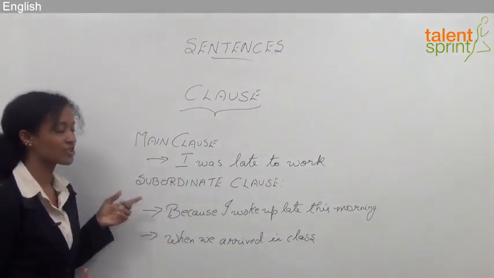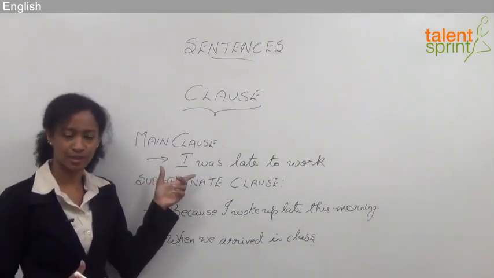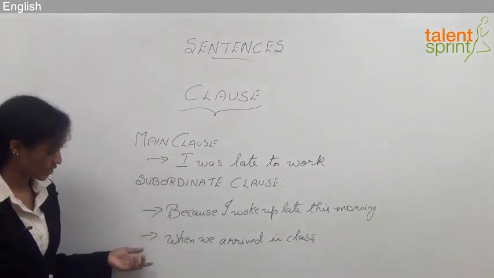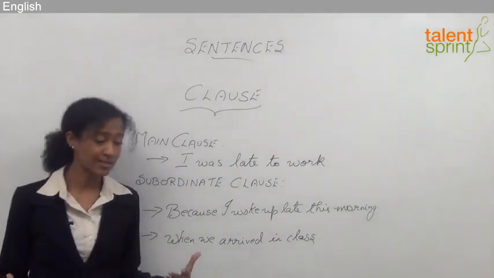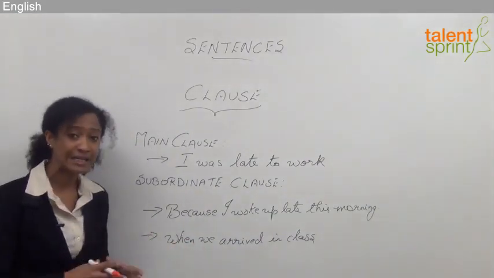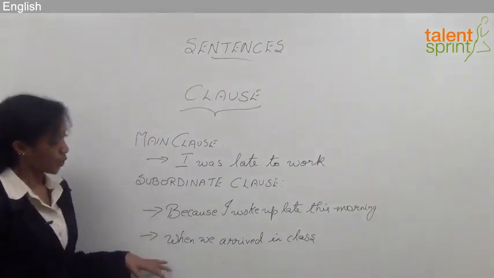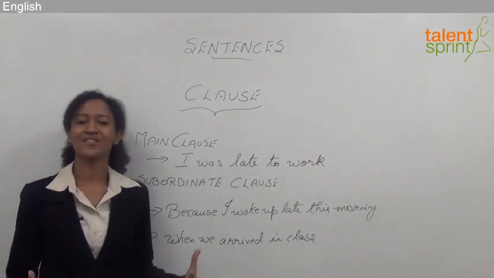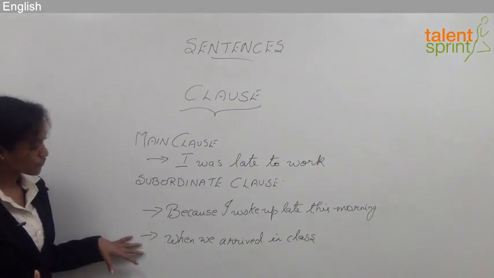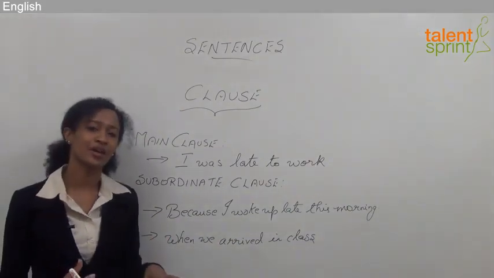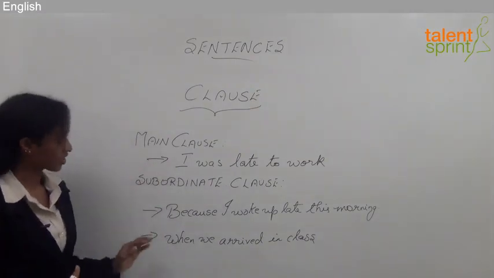So a subordinate clause or a dependent clause has to depend on the main clause, or the principal clause, or the independent clause. Let's take another example. When we arrived in class, again the thought is incomplete. It's a dependent clause. I need to link it to a main clause to make the meaning complete. So if I say, when we arrived in class, we had a surprise party, now the meaning is complete, and that proves that the subordinate clause always has to rely on an independent or a main clause. So here ends clauses.